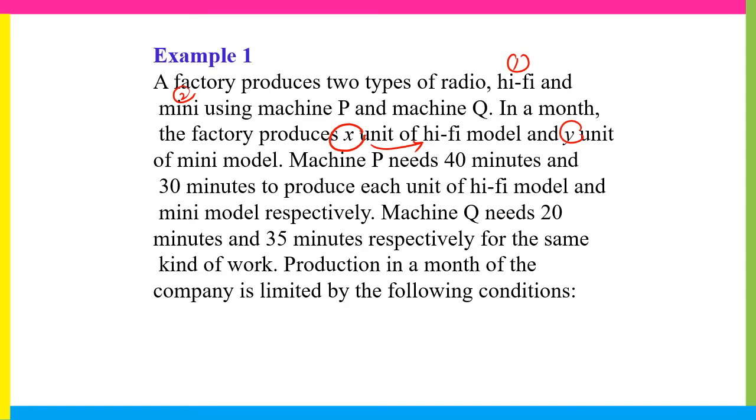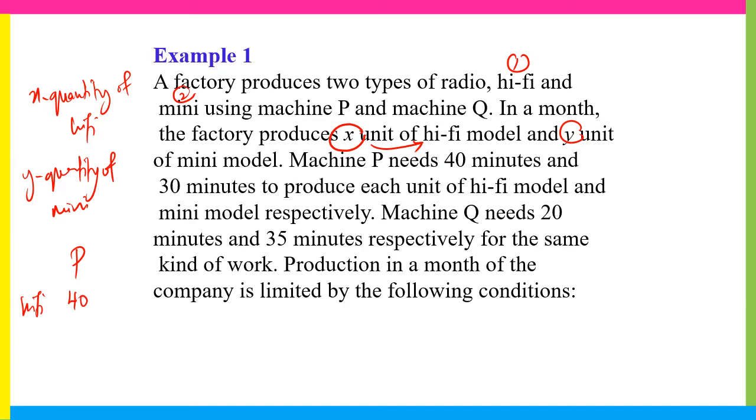model. So X is the quantity of hi-fi and Y is the quantity of mini. Machine P needs 40 minutes and 30 minutes to produce each of the hi-fi model and mini model respectively. Okay, so for hi-fi, P needs 40 minutes, but for mini, it needs 30 minutes to produce. Machine Q needs 20 minutes for hi-fi and 35 minutes respectively for the mini model.